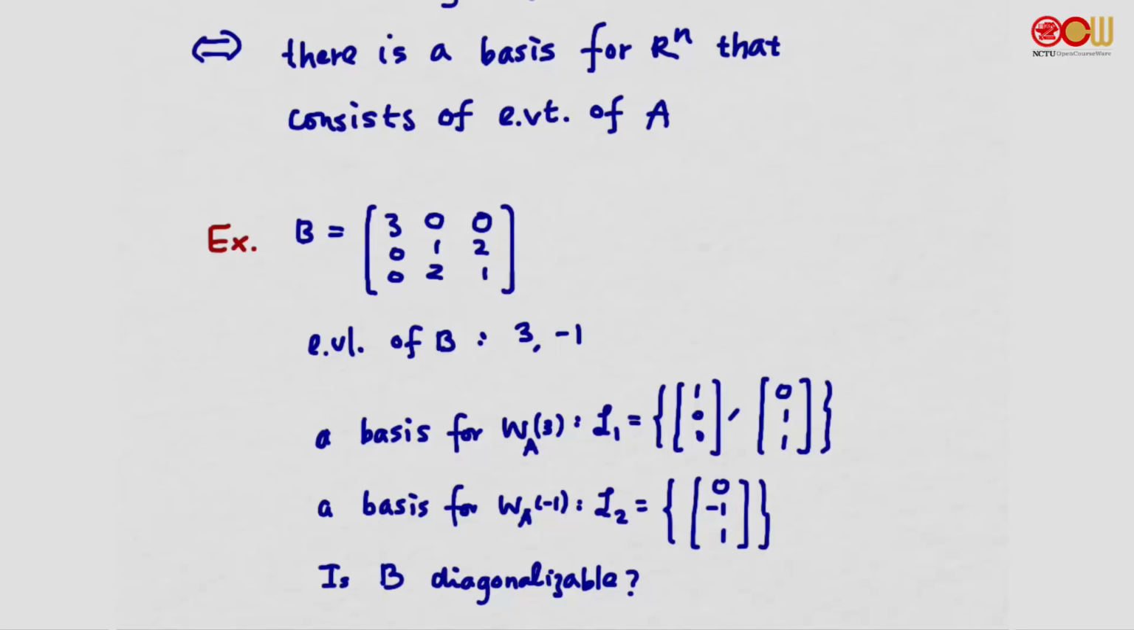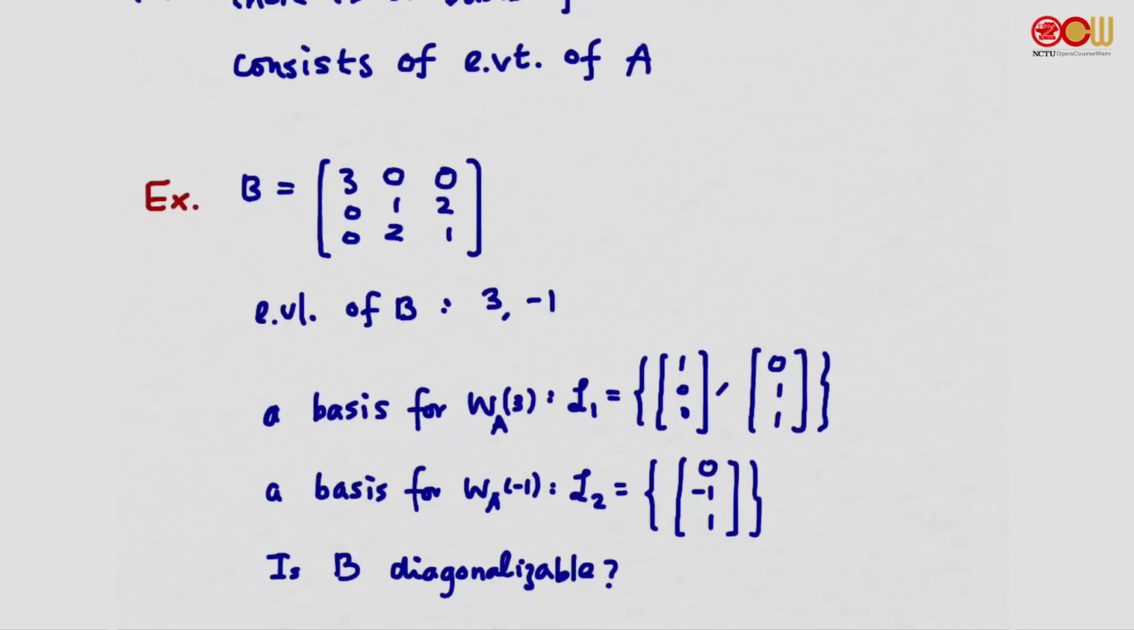Well, we know a matrix is diagonalizable if there is a basis that consists of its eigenvectors. So now we ask if the eigenvectors will form a basis for R3. We have a basis for this eigenspace, and we have a basis for this eigenspace. So if the union of the two bases forms a basis for R3, then B is diagonalizable. Let's call these vectors P1, P2, and P3.